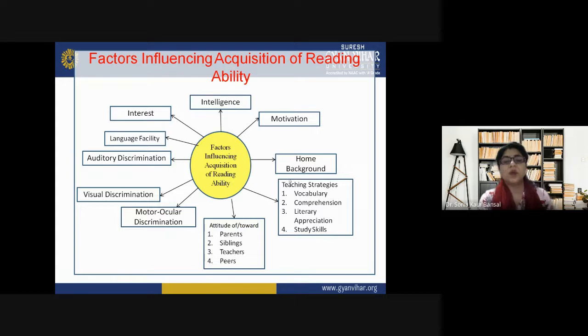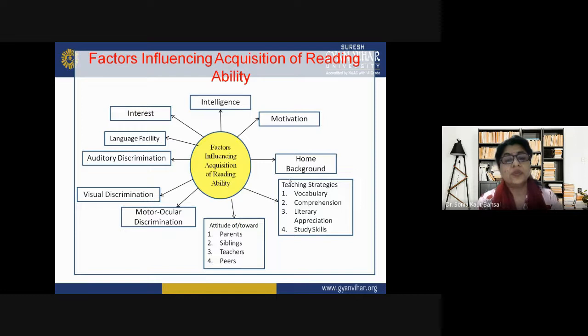Then comes a very important factor, related to teaching strategies. How the teacher is teaching in the classroom influences a lot the acquisition of reading ability. The vocabulary the teacher is using, the comprehension level of the teacher as well as the students, literary appreciation, study skills, how this child is studying, how the extra material is being given to him, how the literary appreciation is being done. This is something actually influencing acquisition of reading abilities.